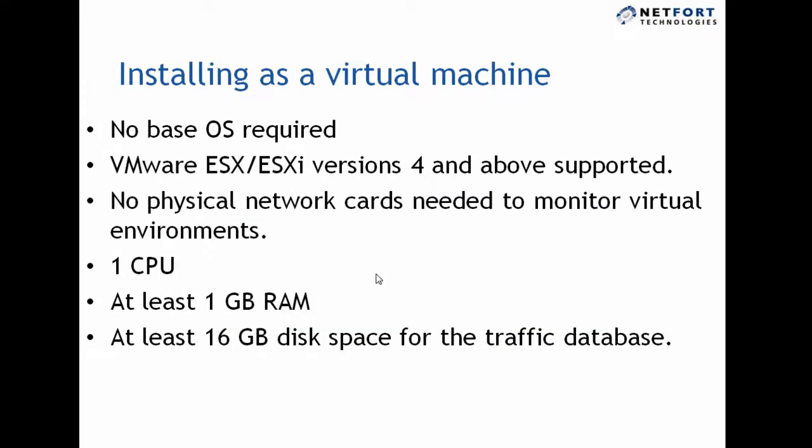If you want to install as a virtual machine, again you don't need a base operating system. Currently we support VMware ESX or ESXi versions 4 and above. If you only want to monitor virtual environments, so you see the traffic inside these virtual environments, then you don't need any physical network cards. If you want to monitor your core network connecting to your core switch, then you do need a dedicated network card on your ESX server. You need to assign one CPU, at least 1 GB of memory, and also allocate 16 GB more disk space for the traffic database.